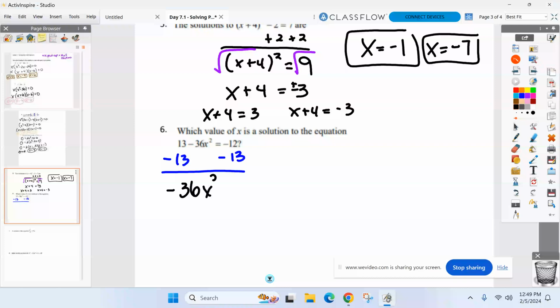-36 x squared equals -25. Do not get scared off by the negatives. In my mind, I'm saying, all right, I got to have 2 answers at the end. We will have 2 answers at the end. What's your next move? Don't square root it yet. The squared is not by itself. Get rid of the -36. How? Divide both sides by -36.